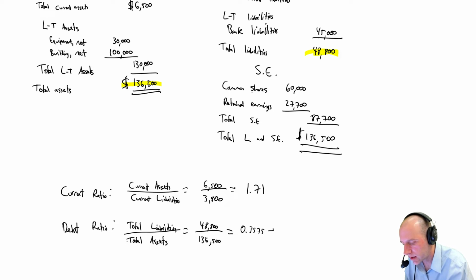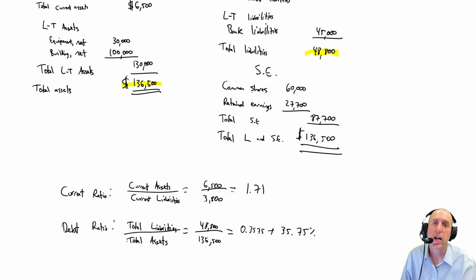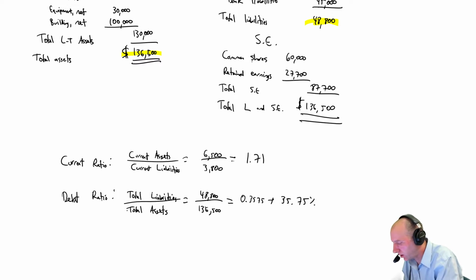Now we do want to state this one as a percentage, 35.75%. What does this say? It says if the company, you know, sold off the company today, you paid off all the debts, you took the rest of the money for yourself, 35% of those assets have to go to pay the debts, 36% almost. Meaning, and that gets us to the equity ratio.